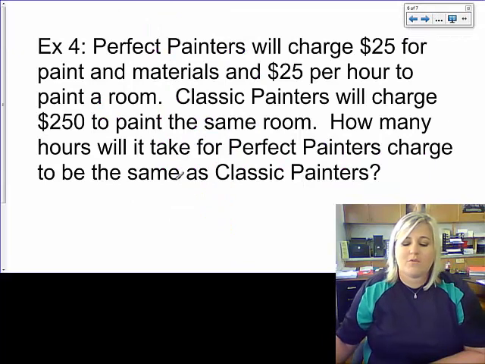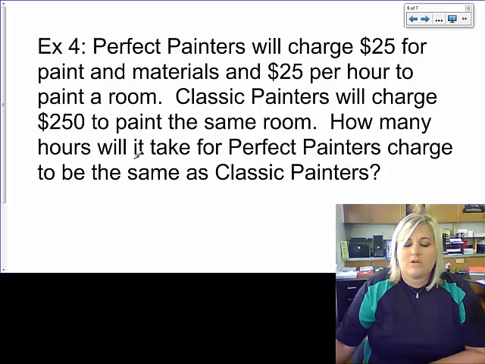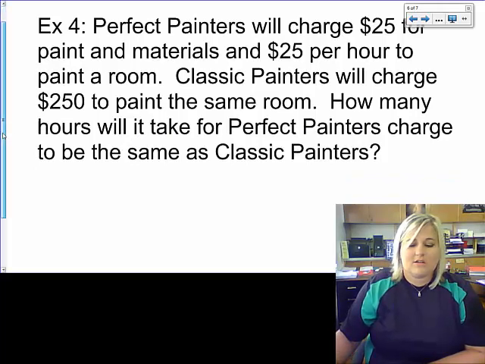Perfect painters will charge $25 for paint and materials and $25 per hour to paint the room. Classic painters will charge $250 to paint the same room. How many hours will it take for perfect painters' charge to be the same as classic painters? So, what we need to do is we need to set up an equation.